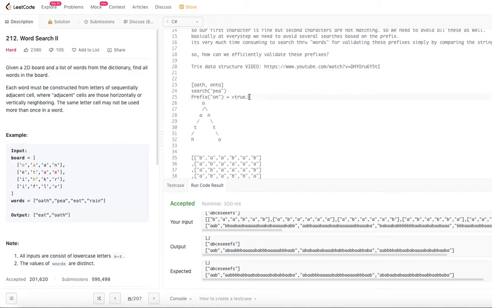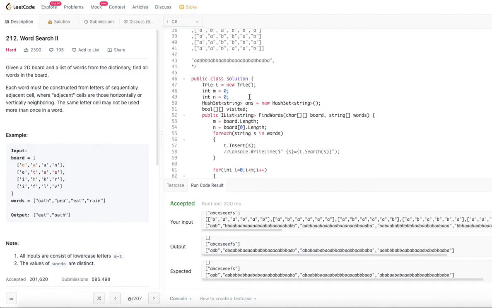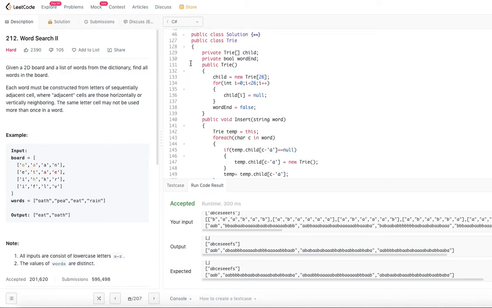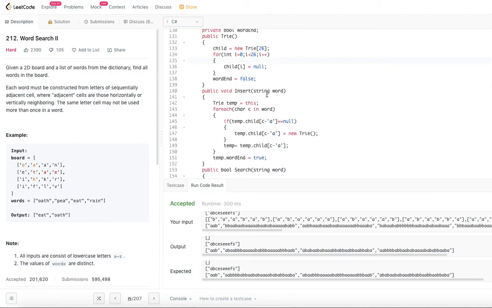Before diving into the problem, let's go ahead and look at the trie data structure. So let me minimize this. This is all similar to what you have watched already in another video. We will have 26 child pointers because there are lowercase letters from A to Z, 26 letters in English, and all of them will be initialized to null. And we have another pointer called word end, which is initialized to false.